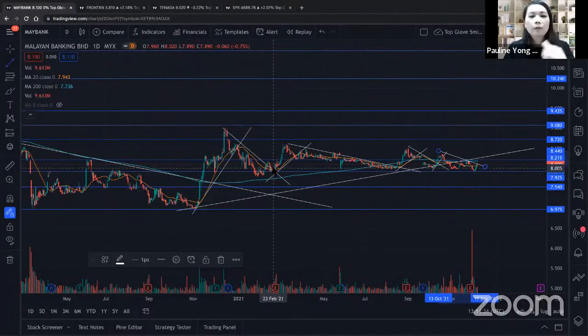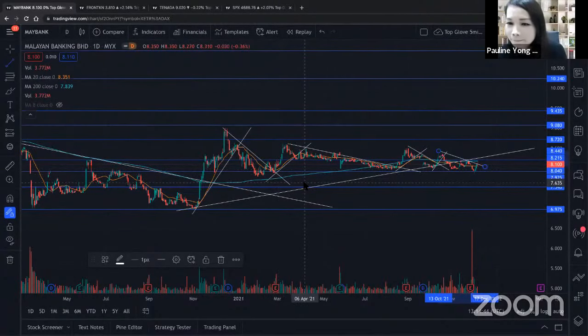I have to clarify that when you use the trend line method, it is not the bottom. It is not the lowest point. It is the breakout point.